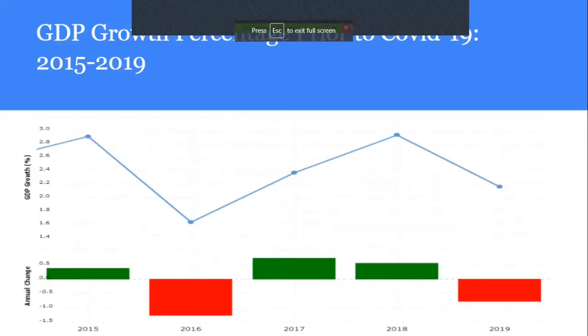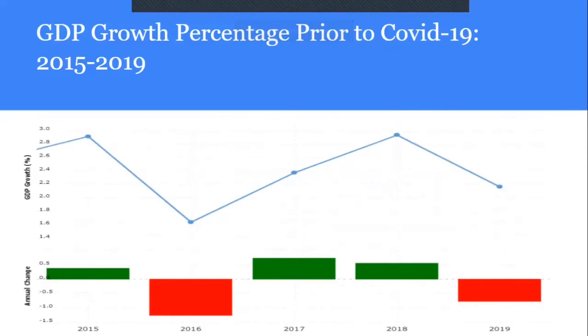So for my part of the presentation, I did GDP growth percentage prior to COVID-19 for the years of 2015 to 2019. This graph shows the GDP growth percentage compared to the previous year at the bottom. So while GDP was still increasing for every year, it increased less in the years 2019 and 2016 when compared to the previous year. Since the US is the largest economy in the world, there are many different factors that affect the GDP growth in a given year.